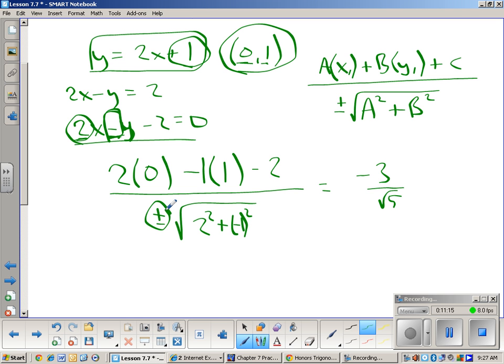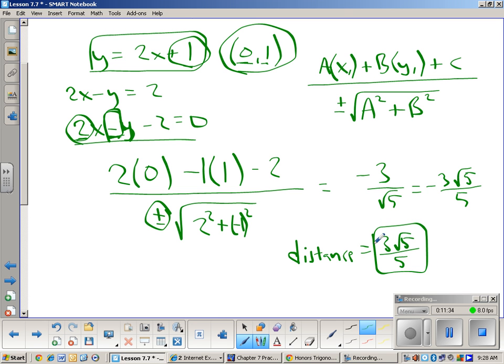Okay? So if I rationalize that, I get -3 square root of 5 over 5. And so what's our distance? 3 square root of 5 over 5. The distance is always a positive number. Okay? Distance is always positive.